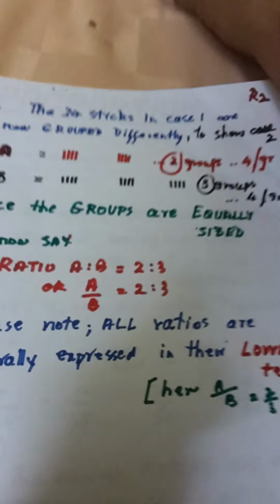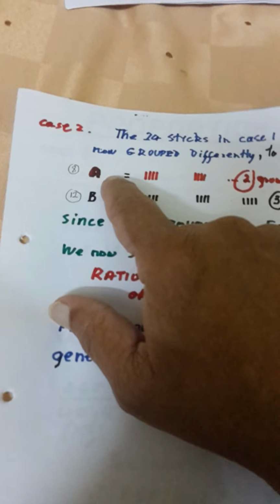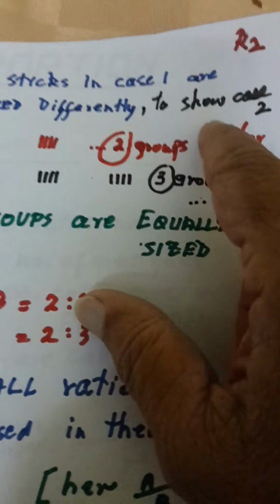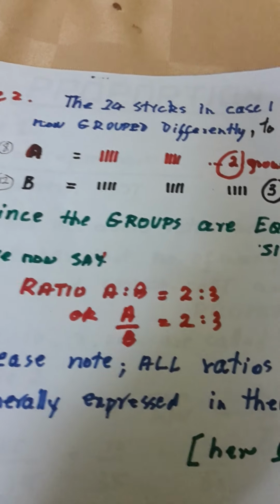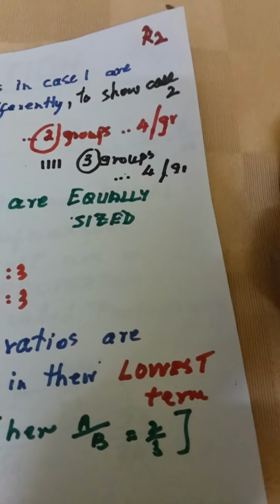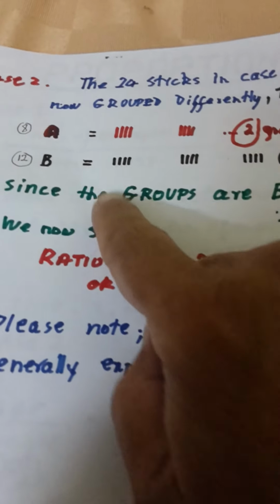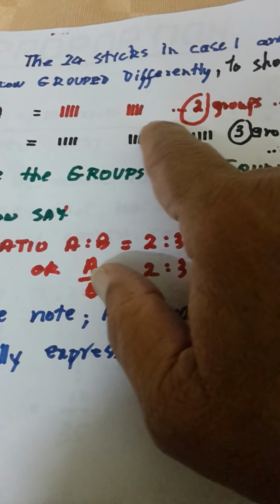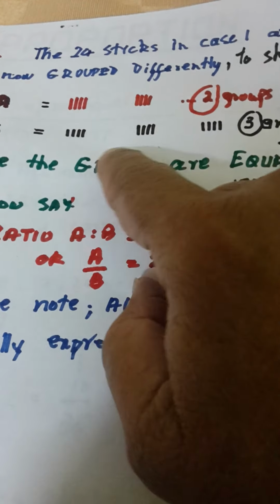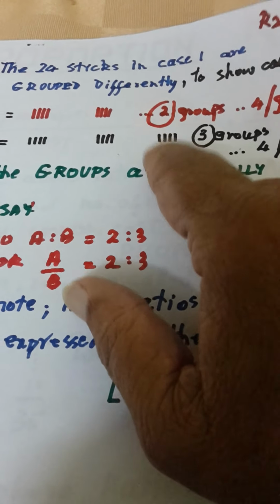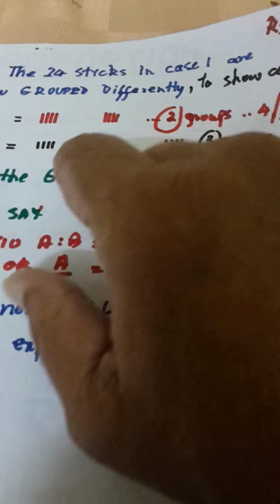This is our second page. Case 2. The 24 sticks in case 1 are now grouped differently to show case 2. We're given the same number, A is 8, B is 12, but grouping is different. Can you see that? 2 groups of 4 each. So this has 3 groups of 4 each. So each group has the same number of items, packets or bags, whatever you call it.